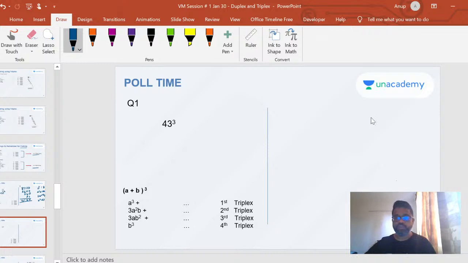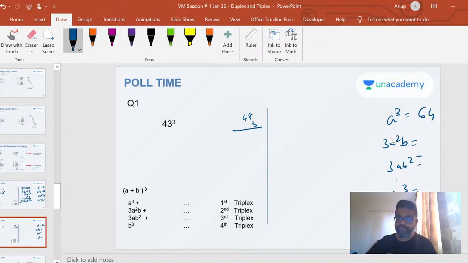So when you do 43 cube, again, let me write a cube, 3a squared b, 3ab squared, and b cube, and I'll write the values all together here. 4 cube is 64. We all know that. 3a squared b is 16 into 3, 48. 48 into 3, so it is 144.